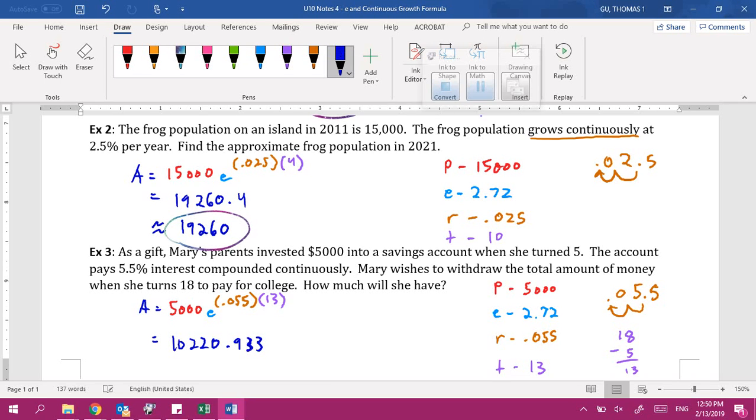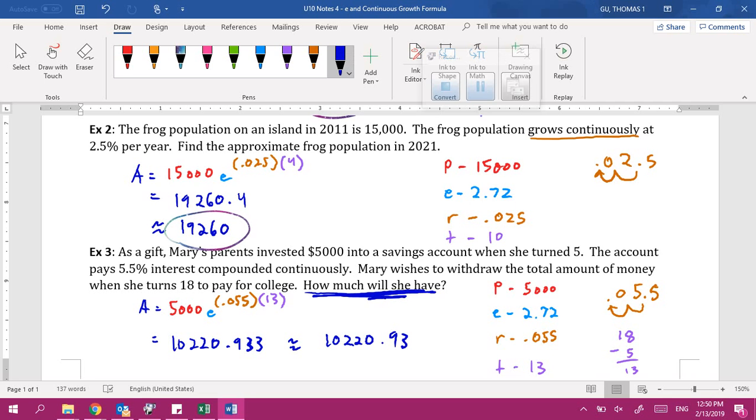And let's say you actually got this right. How would you get your final answer? What should your final answer say? Round it to what? It would be 10,220.93. Why did you leave the decimals this time? Exactly. It just says how much will she have. It doesn't say round to the nearest dollar. This time you can have cents too.